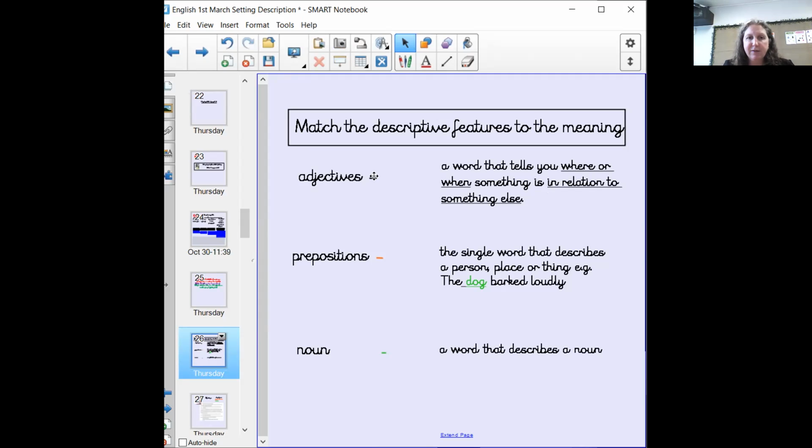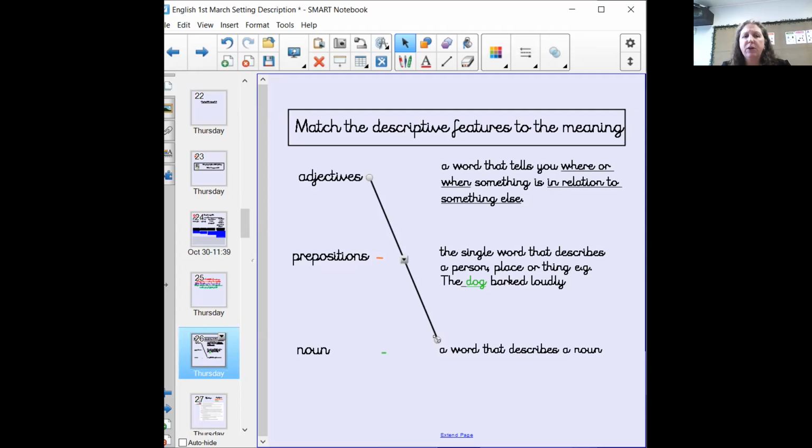So adjectives, what can we remember about an adjective? Okay, so we remember that an adjective describes a noun. It's a word that describes a noun. So it could be big, it could be red, it could be long, it could be tall. Okay, they are words that describe a noun.